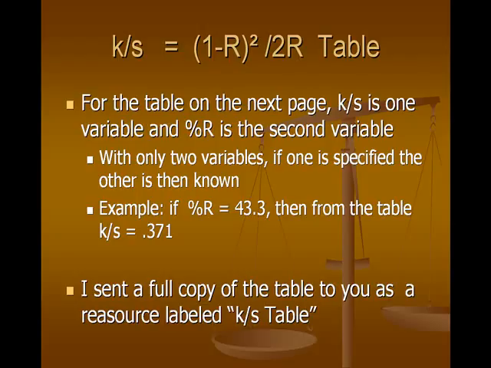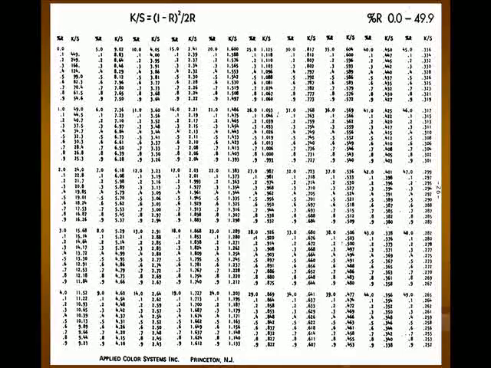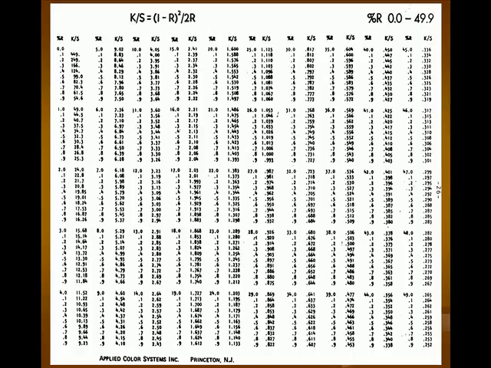Along with the course documents that I sent you, I sent a resource labeled K and S table. You can have a copy of the table to print out. Here's the table. Hopefully you can read the letters, but from our example, if you look at the reflectance percent 43.3 in the reflectance column, we move over to the K and S column and we see that it's 0.371.